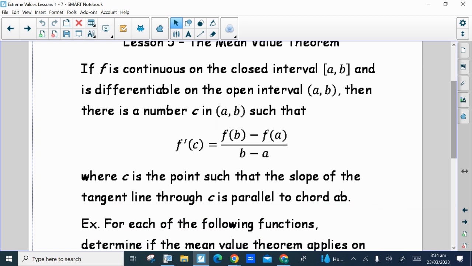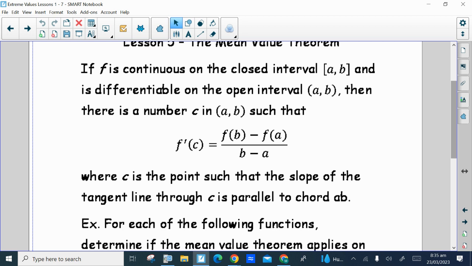If f is continuous on the closed interval from a to b and differentiable on the open interval from a to b, then there is a number c in that interval from a to b such that f prime c, which is the derivative, will equal f at b minus f at a all over b minus a. So that formula on the right, that's our slope formula. So there's a place where the derivative will equal the slope.